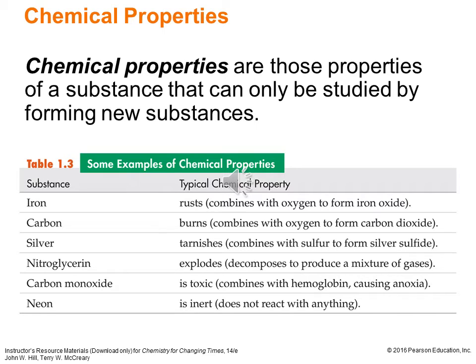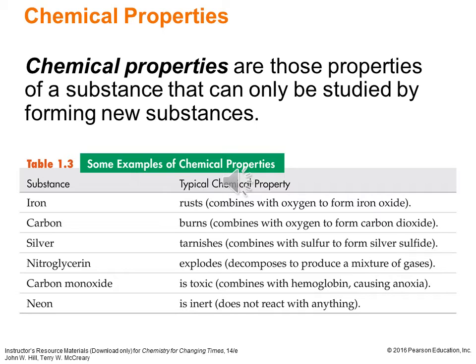Chemical properties, on the other hand, are properties of a substance that can only be studied by forming new substances, by undergoing chemical change, chemical reaction. So for instance, if we look at table 1.3 from the text, a substance like iron has the chemical property that it rusts. And again, when we say rust, there's lots of examples. Most metals will rust in some way. But when we talk about iron, we're talking about forming a very specific rust, combining with oxygen to form iron oxide that has that characteristic reddish color. Now that sort of red-brown rusty color is really iron 3 oxide.